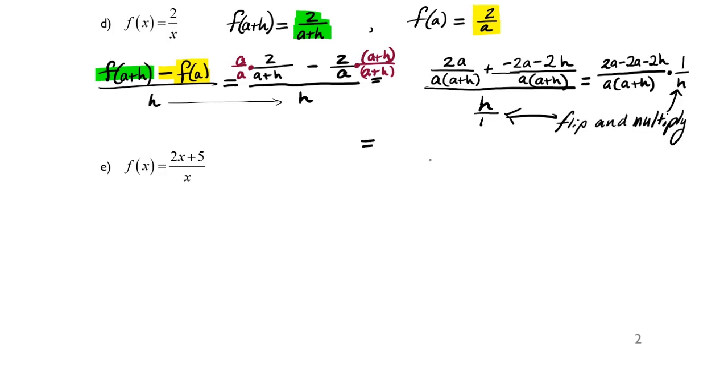When I do that, I get negative 2h over a times a plus h multiplied by 1 over h. And notice again, the h's divide out. So my final answer will be negative 2 over a times a plus h.